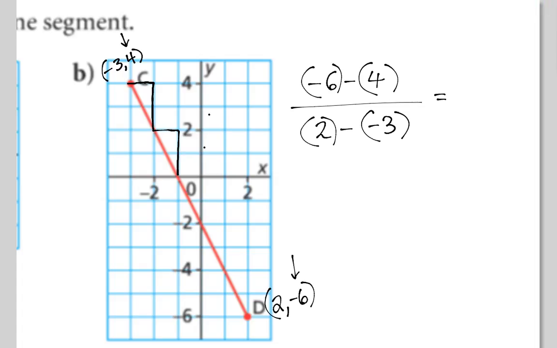We do the x's second. And we always start with the second point. So we started with -6 in the top, and we started with 2 in the bottom. And then we subtract, always subtract. Y goes first, 4, and then x goes next in the bottom. All right, so -6, take away 4.